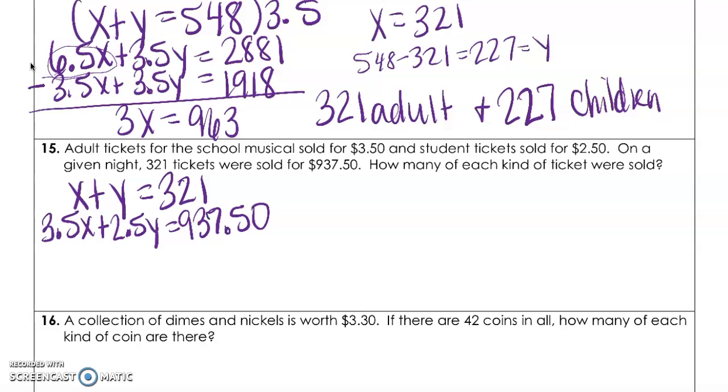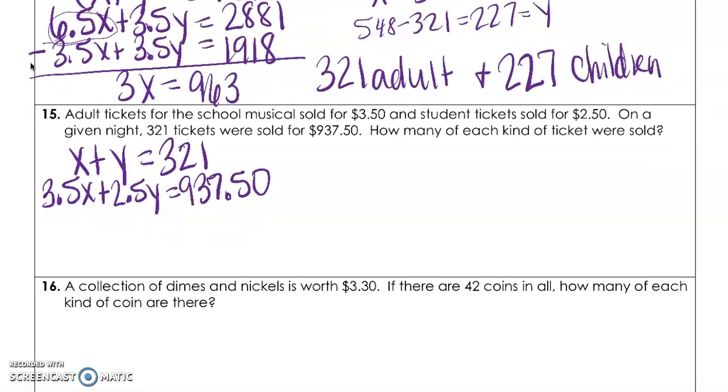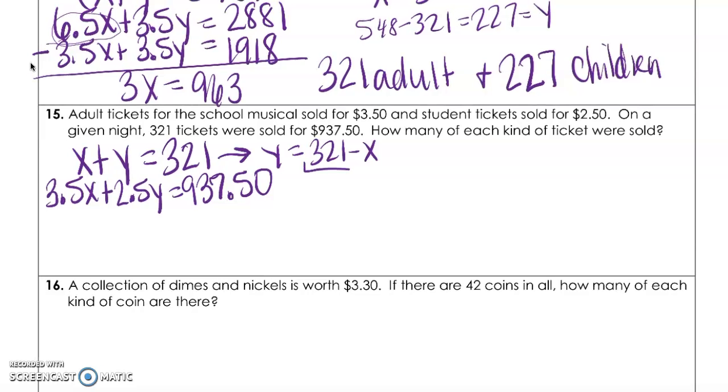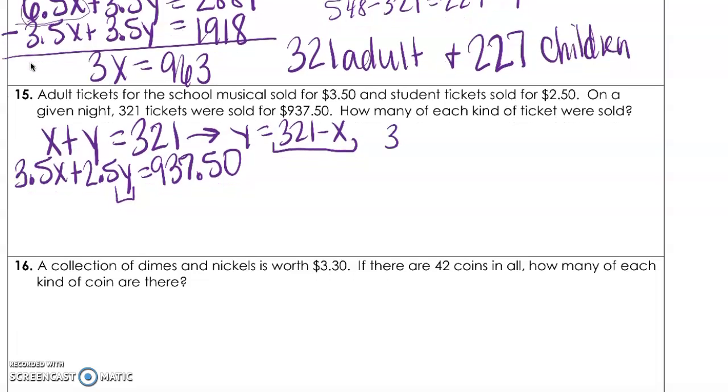So again, if I were just doing this on my own, I would probably multiply the top equation by 2.5 so that I could do elimination, but it's up to you. I will do substitution so you can see the difference. I'm going to put y equals 321 minus x. I could have also solved for x. It really doesn't matter. So I need to plug that in place of that y. So 3.5x plus 2.5 times 321 minus x is equal to 937.50.